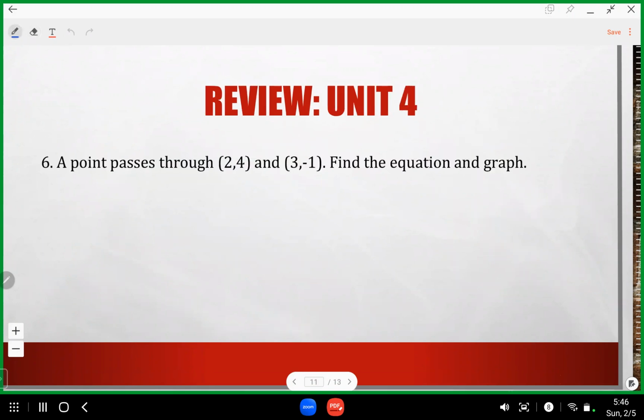So finally, let's go on to unit 4. So unit 4 was all about linear graphs, how you graphed lines. And let me just go back and tell you about the slope-intercept form. So y is equal to mx plus b. This is the slope-intercept form where m is the slope and b is the y-intercept, right? And we'll go more about that slope-intercept form later.